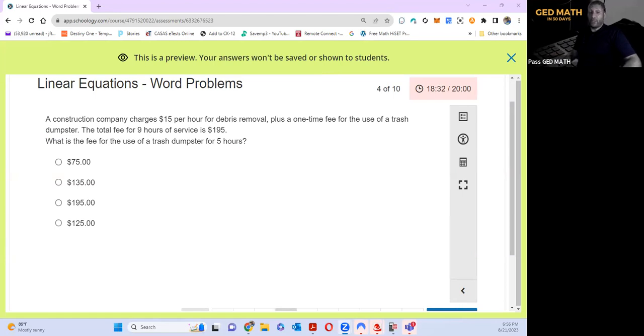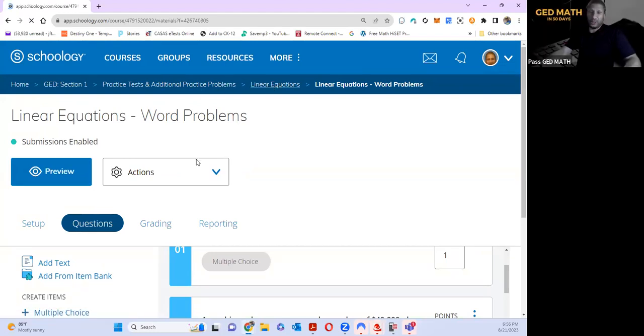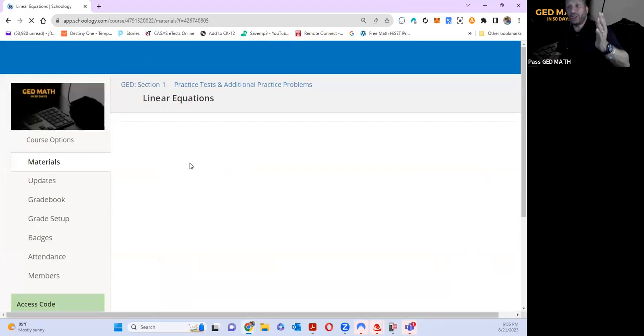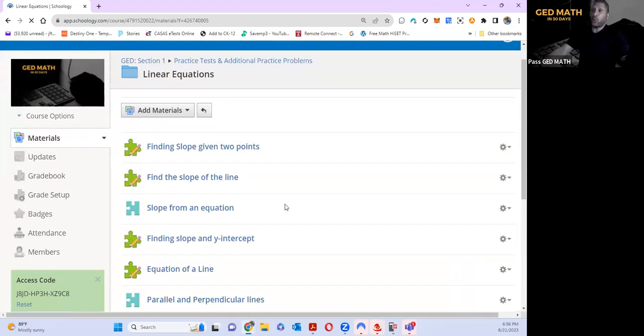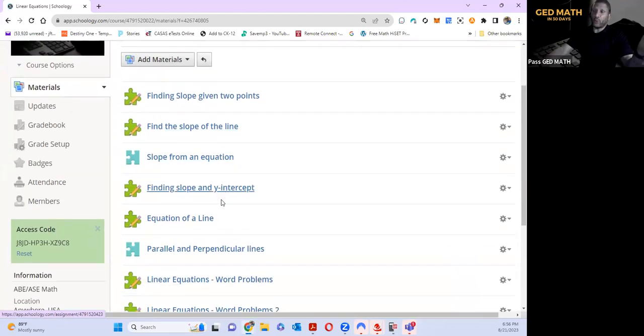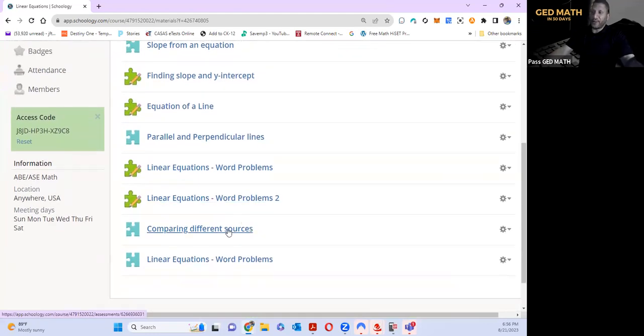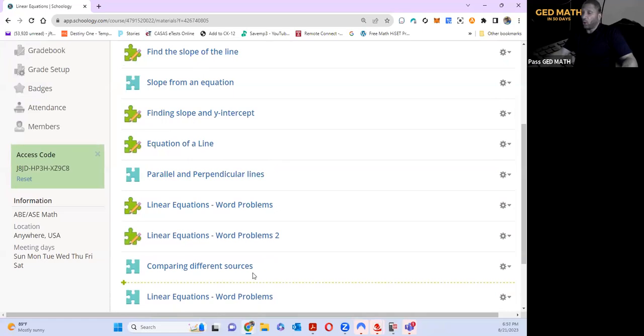If you want to make sure you're ready, let me show you these again. Let's go to my linear equations. I have multiple assessments under linear equations, again 7 to 10 questions: find the slope from 2 points, find the slope of a line, slope from equation, find the slope of y-intercept, the equation of a line, parallel and perpendicular lines, word problems, comparing different sources. This is one of the most important areas to get ready for the GED exam. Make sure you score 80 or above on all of these quizzes, because that's almost a quarter of your exam.